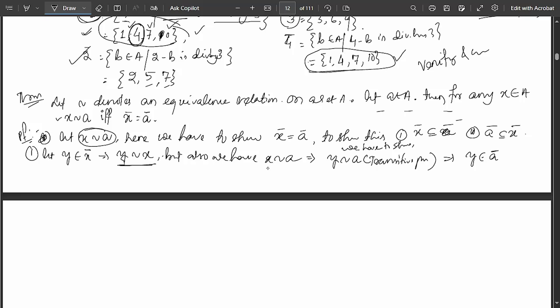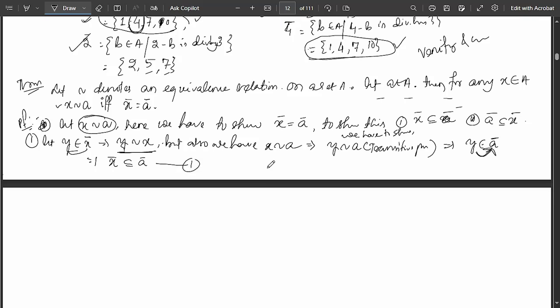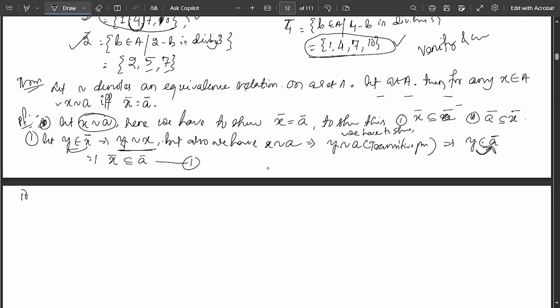Okay, so this proves that I am taking an element of the equivalence class of x and found that the element also belongs to the equivalence class of A. So every element of x bar is an element of A bar. This implies that the equivalence class of x is a subset of the equivalence class of A. I am putting this as equation 1. Now we prove the second part.